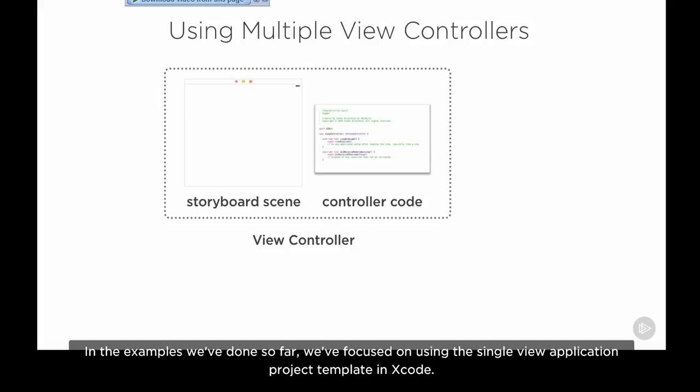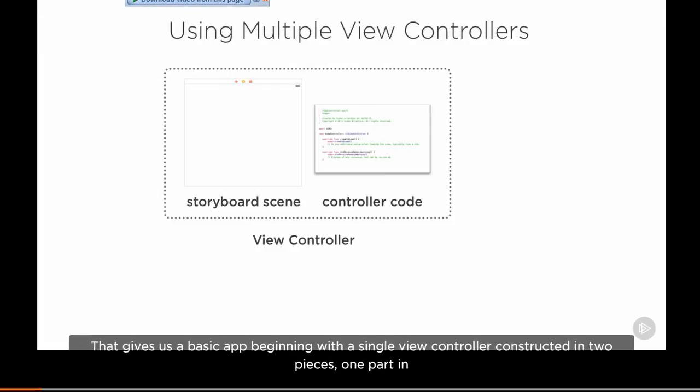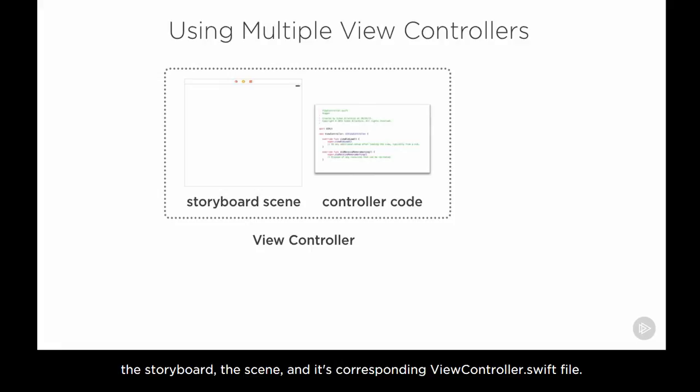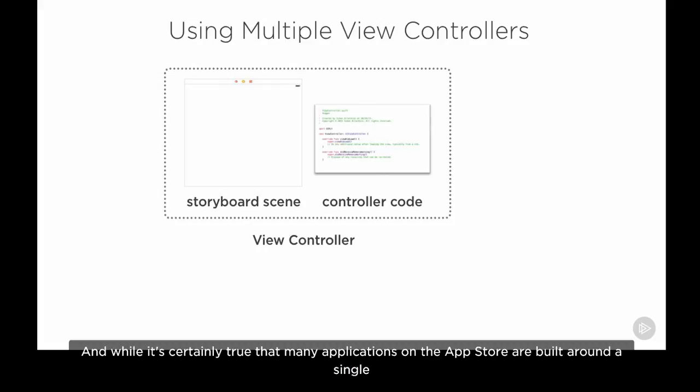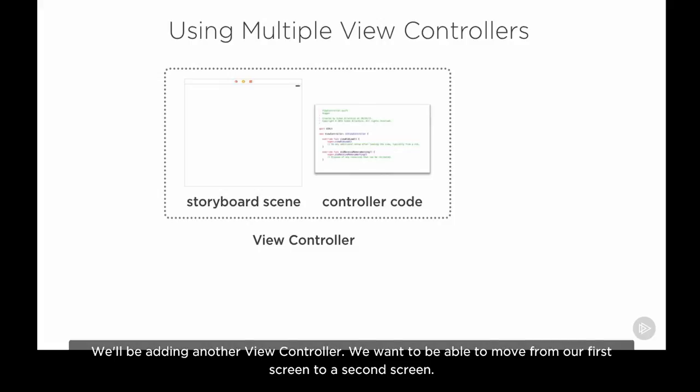In the examples we've done so far, we've focused on using the single view application project template in Xcode. That gives us a basic app beginning with a single view controller constructed in 2 pieces. One part in the storyboard, the scene, and its corresponding viewcontroller.swift file. And while it's certainly true that many applications on the App Store are built around a single view controller, just one screen of content, it's common to want multiple independent sections to your application, which we will do with multiple view controllers. So let's begin with the simplest example would be adding another view controller.